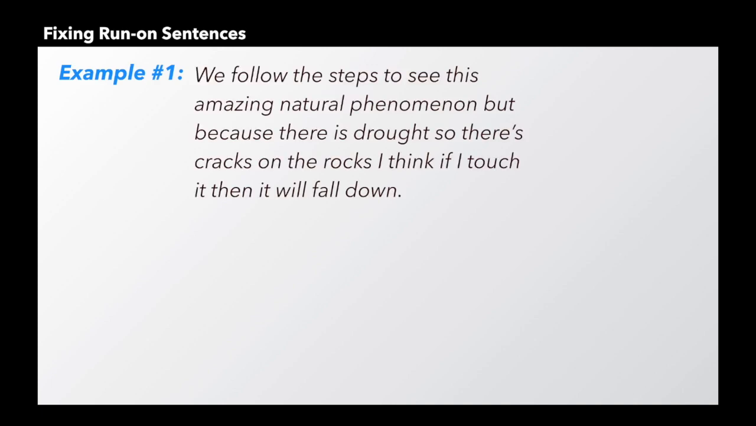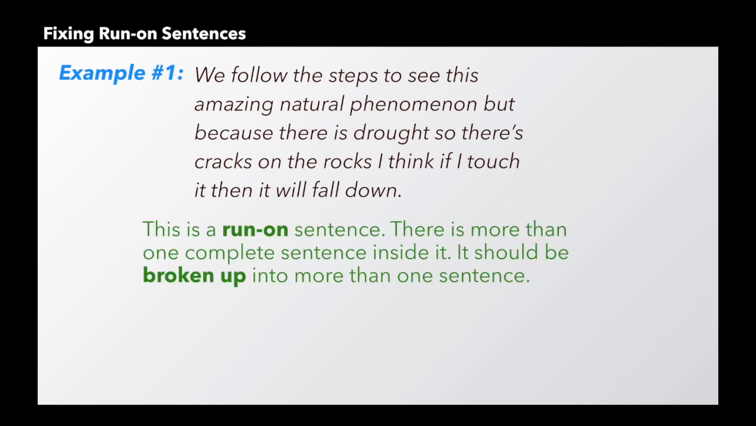Here we go. This is example number 1. We follow the steps to see this amazing natural phenomenon, but because there is drought, so there's cracks on the rocks, I think if I touch it, then it will fall down. This is a run-on sentence. There is more than one complete sentence inside it. It should be broken up into more than one sentence.